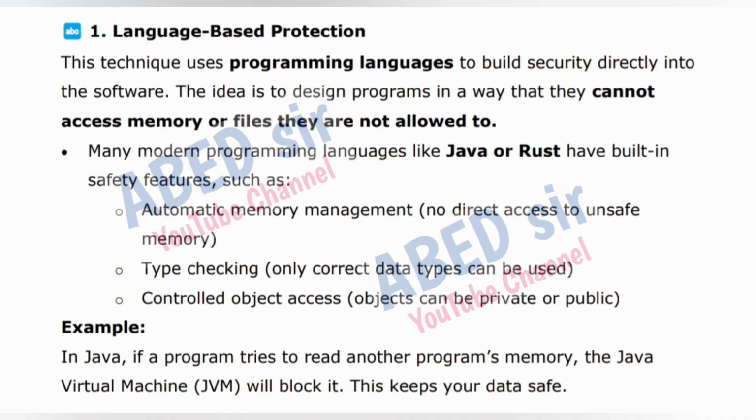Controlled object access, objects can be private or public. Example. In Java, if a program tries to read another program's memory, the Java Virtual Machine (JVM) will block it. This keeps your data safe.